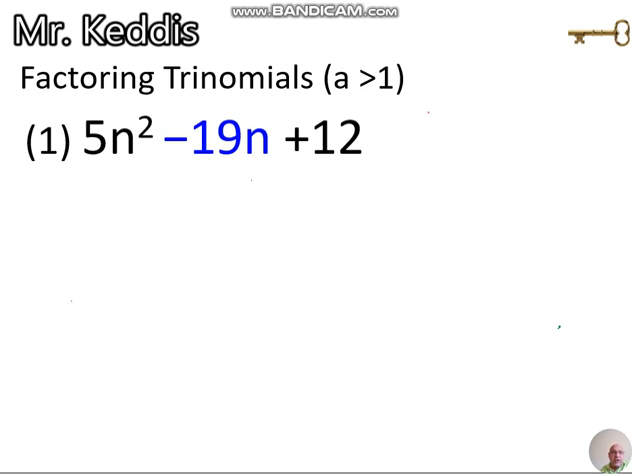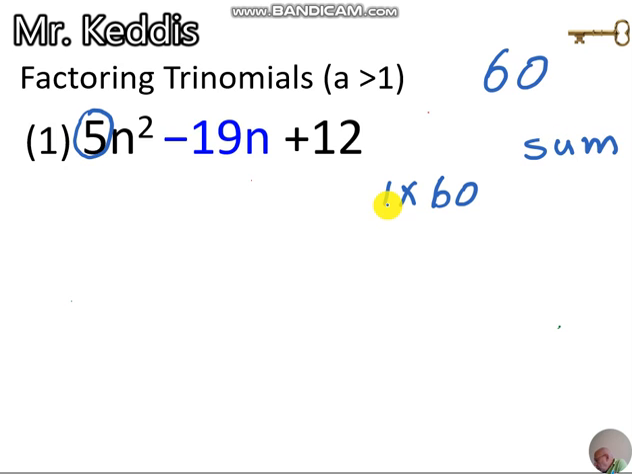The leading coefficient here is 5. When you multiply 5 times c, which is 12, I get 60. Because 60 is a positive 60, I have to look under the sum. 60 is 1 times 60. I write the sum here: 1 plus 60 is 61.